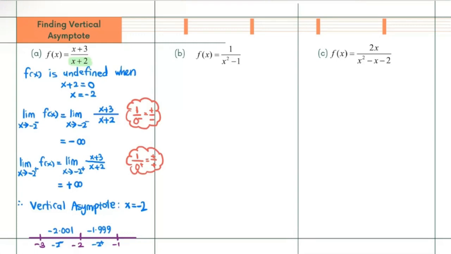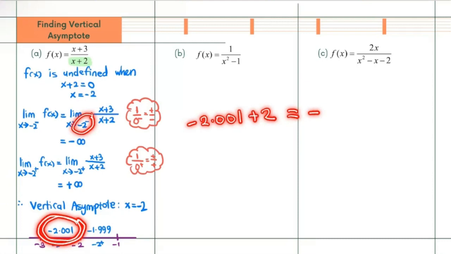Tapi untuk bahagian bawah saya tahu bila saya gantikan -2 sahaja dalam this function, -2 tambah 2 kita akan dapat kosong. Okay, so saya perlu gantikan value yang decimal lah untuk tentukan sama ada dia 0 yang negatif ataupun 0 yang positif. So sebab itu yang dekat bawah ini saya gantikan nilai, kalau -2 from the left saya akan ambil nilai ini. So kita buat -2.001 tambahkan dengan 2, kamu akan dapat -0.001.